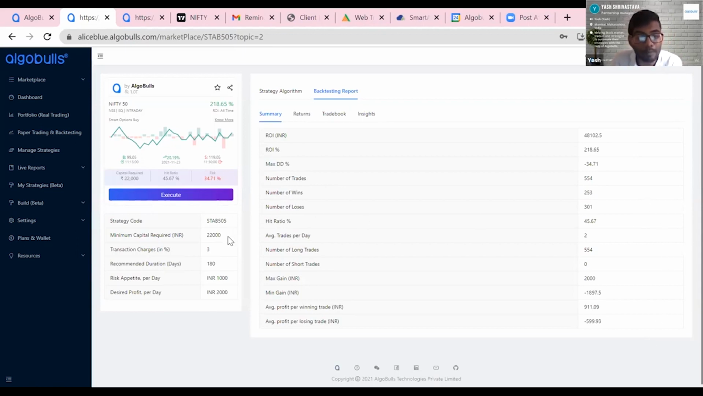So the strategy with a capital of 22,000 rupees has generated an ROI of 48,102 rupees as of yesterday. And the ROI in percentage is about 218%. And the maximum drawdown the strategy had was 34% in a day, which was a loss of minus 1,897. And the number of trades the strategy has taken over the period of 1.5 years of backtesting was around 544 trades. Win trades were 253 and loss trades were 301. The hit ratio of the strategy is around 45.